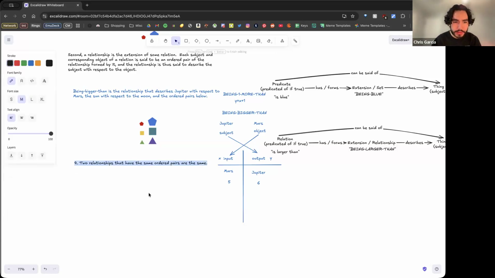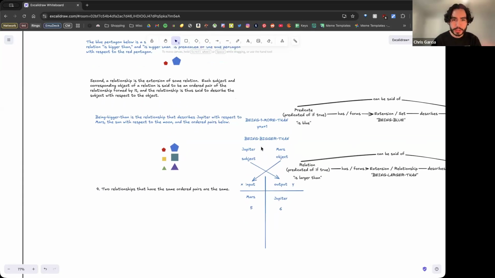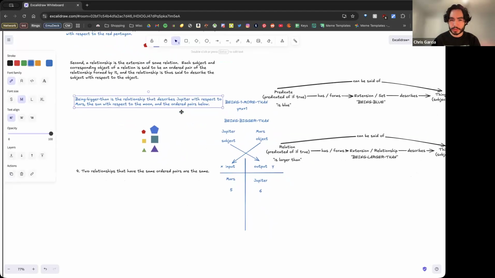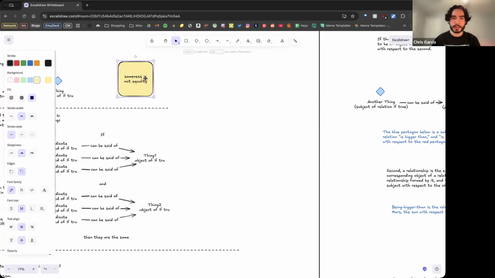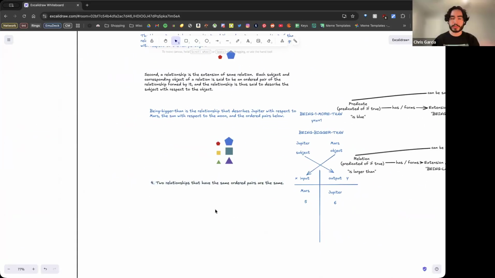Or I guess we didn't even talk about this. Okay, so we talked about subject, object, the relationship formed by is said to describe the subject with respect to the object. I think we're pretty clear on that. This is a good example, and we've kind of hashed that out here. And then two relationships that have the same ordered pairs are the same. And then once again, that old thing we flagged, right? Sameness is not equality. They have the same ordered pairs, they're the same, but that's not equality quite yet. This axiom, Chris, parallels an axiom from the previous book.